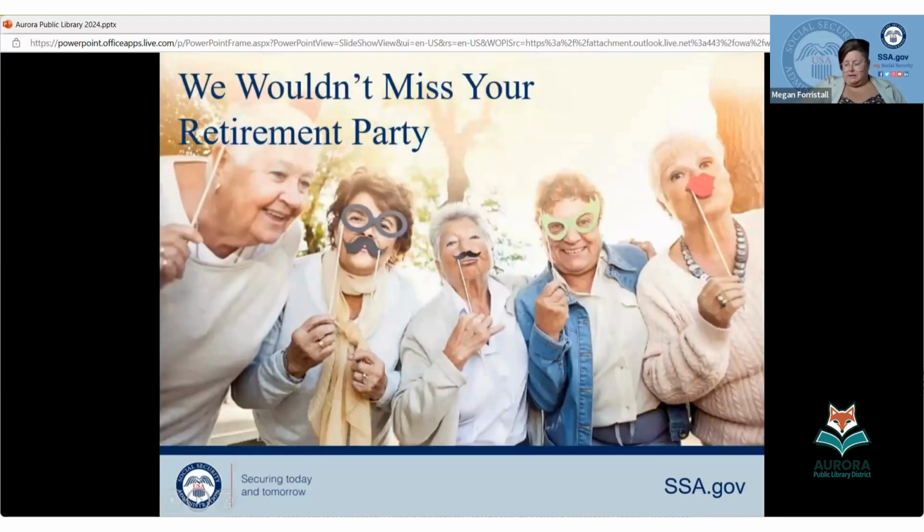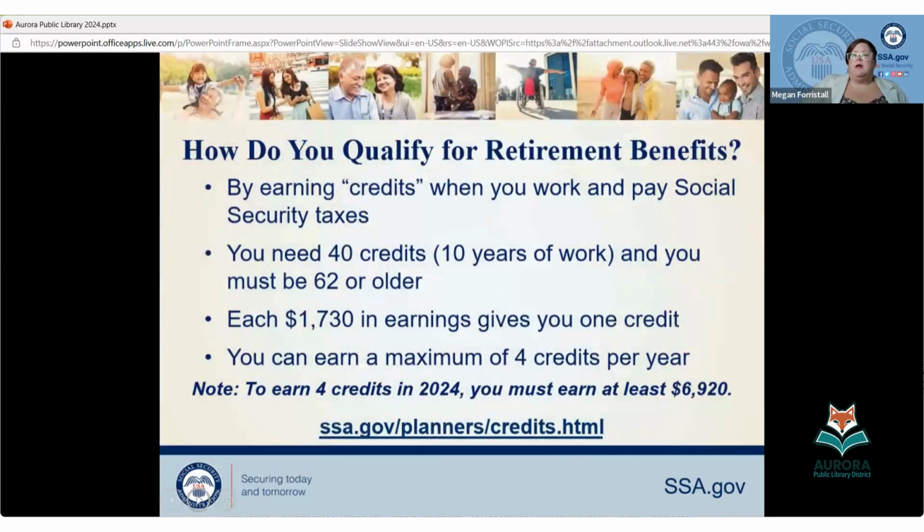Then moving on next to what people really think about when you think Social Security, and that's your retirement benefits, because we're always dreaming about that retirement party, right? Especially on Mondays, I think it's probably extra in people's minds when you're at work, right?